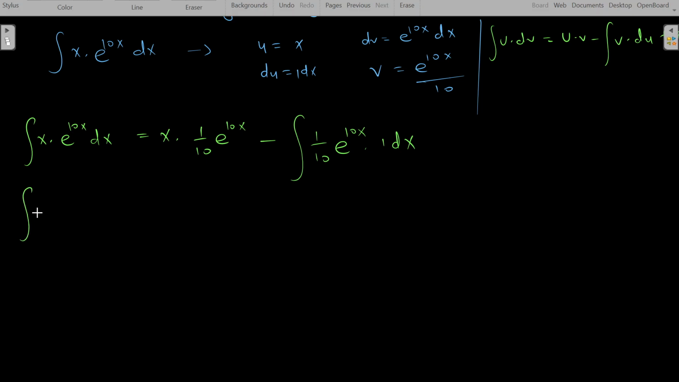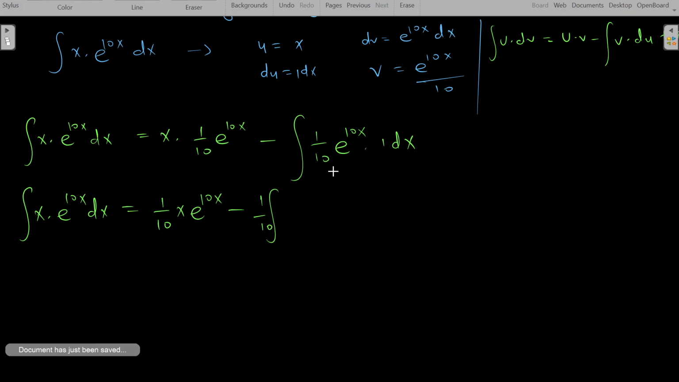So I'm saying the integral of x multiplied by e raised to 10x dx should give me 1 over 10 x e raised to 10x minus the integral. I'll take this 10 outside because it's a constant term, so I'll be remaining with e raised to 10x dx. I'll take the integral of this with respect to x.